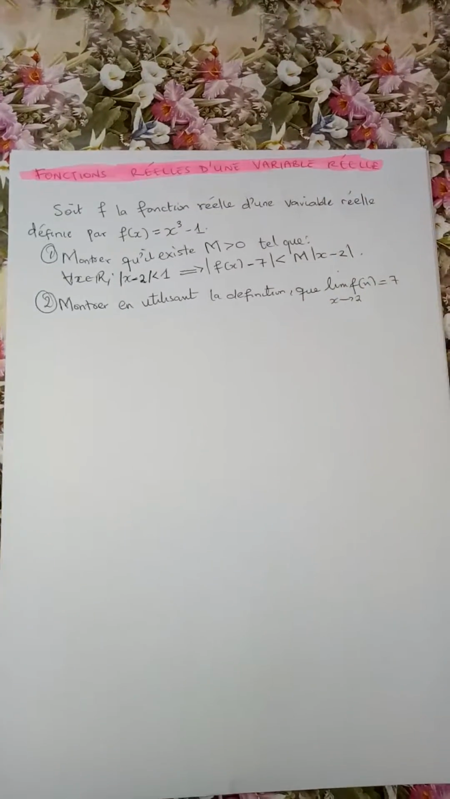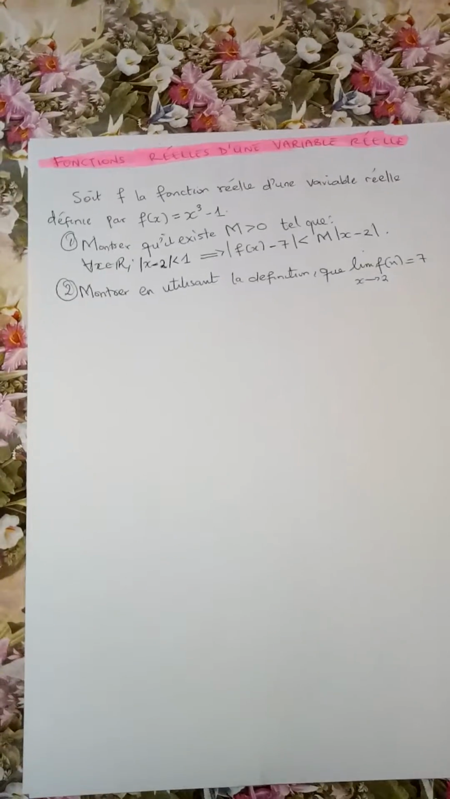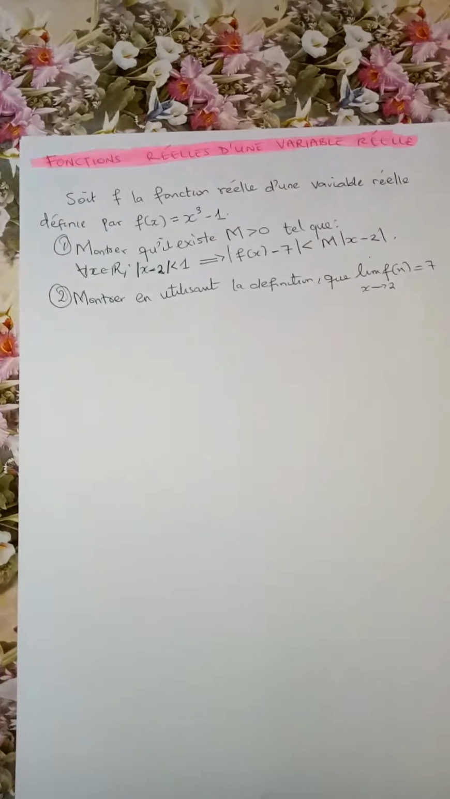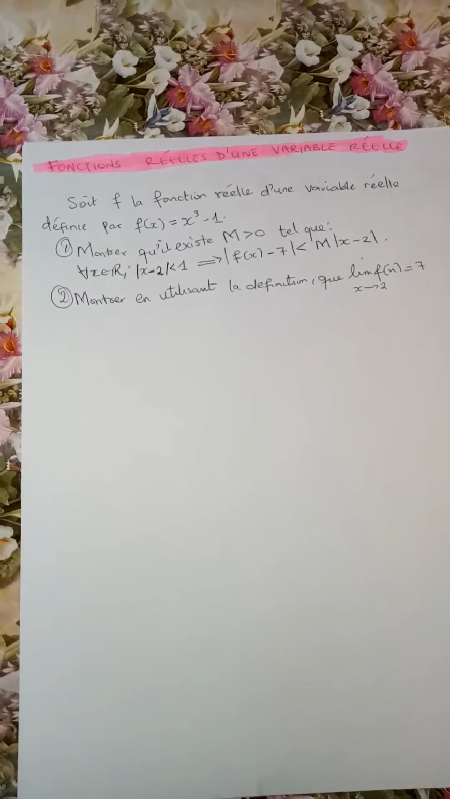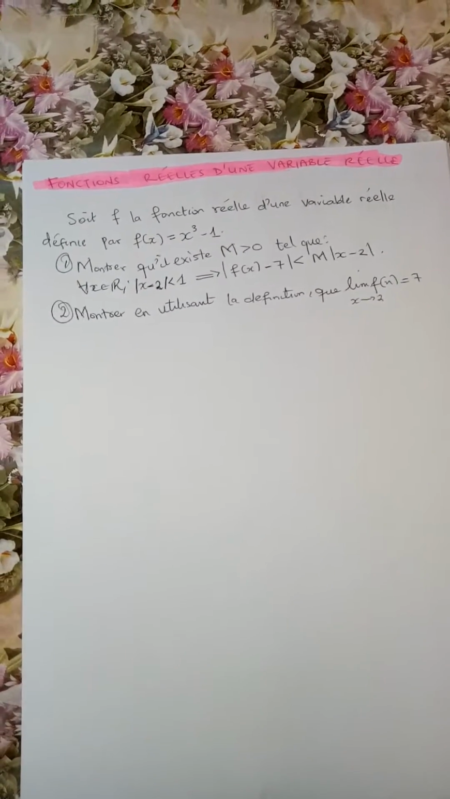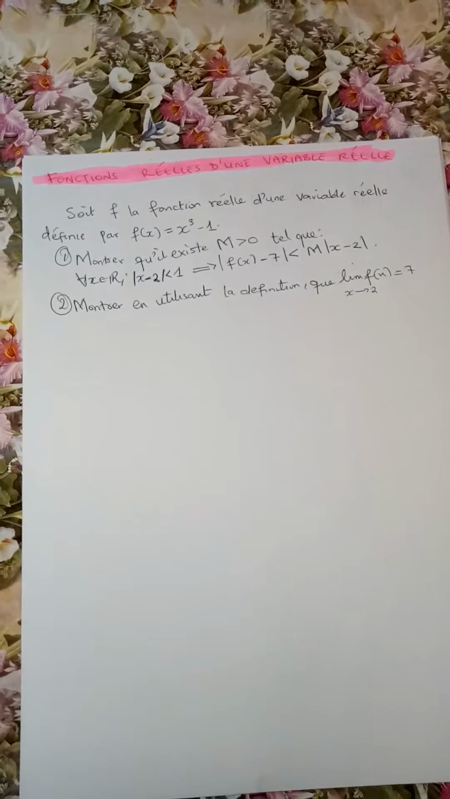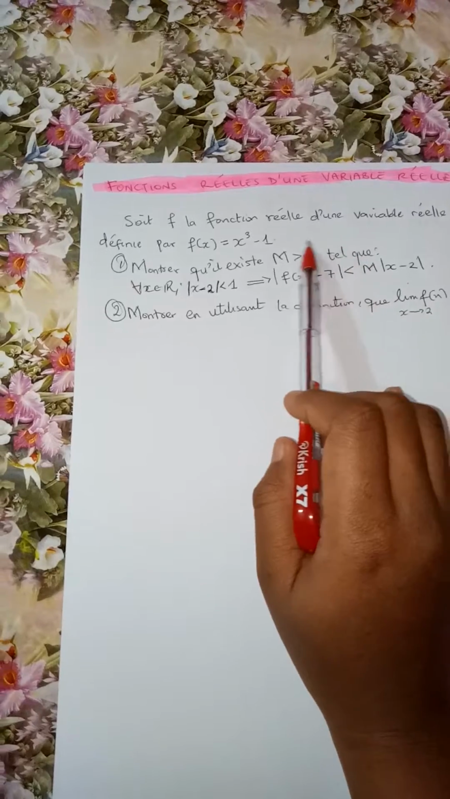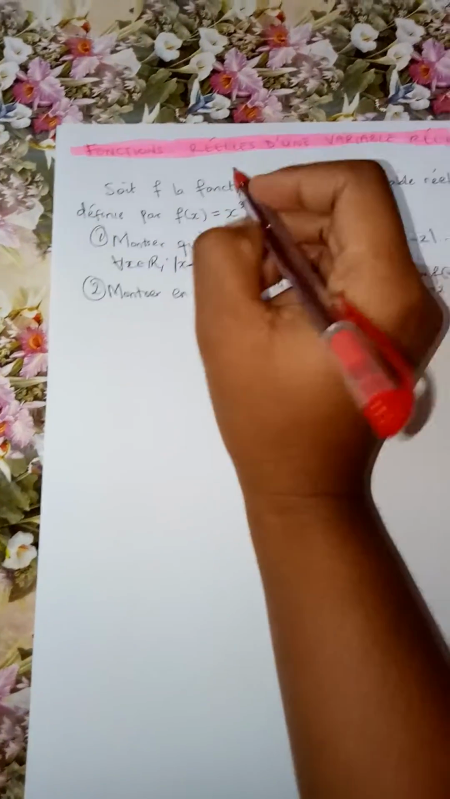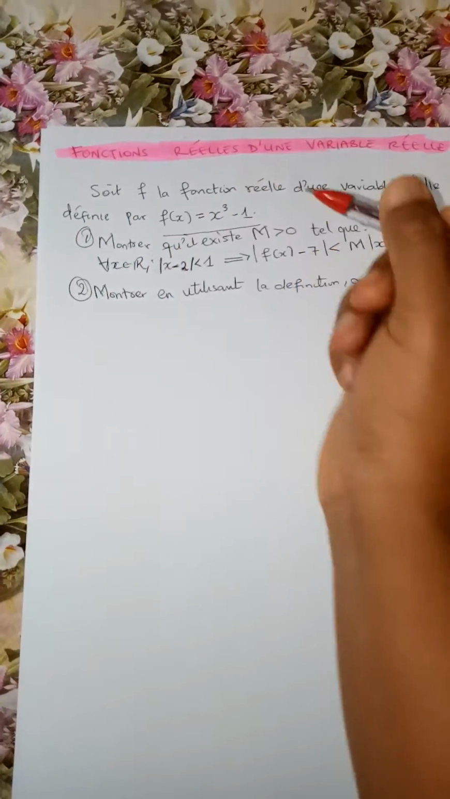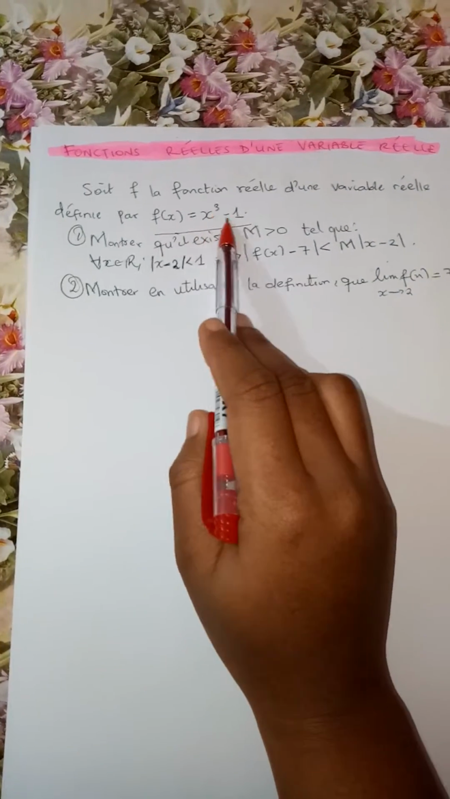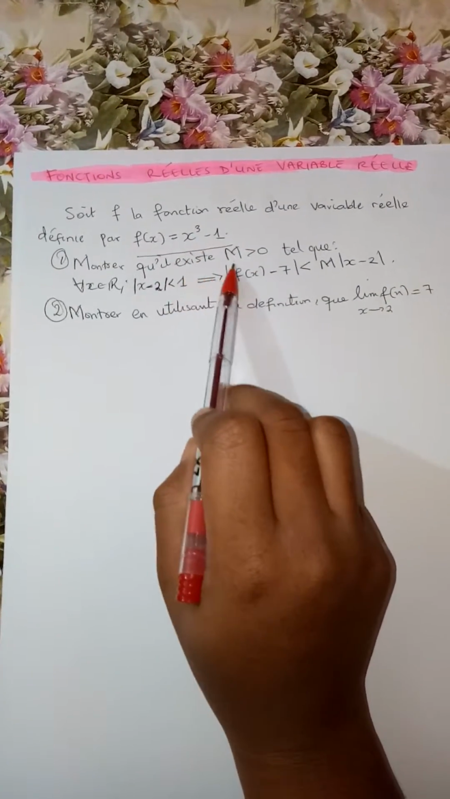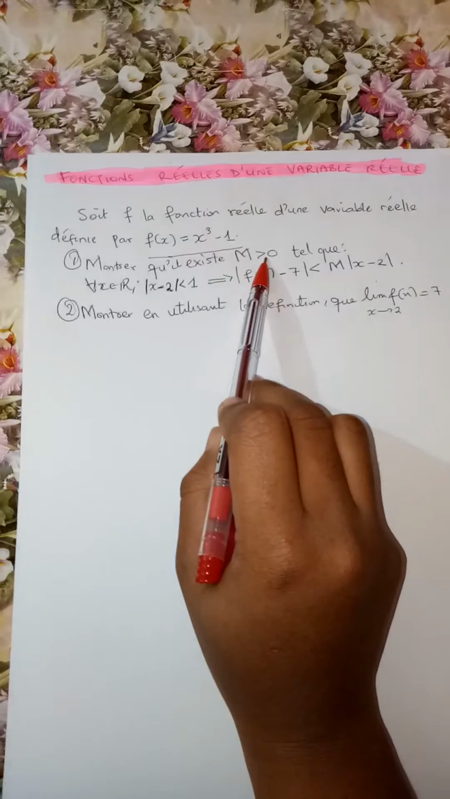Good day, everyone. So today we'll be treating functions, and here we have a question. It says: soit f la fonction réelle d'une variable réelle définie par f de x égale à x au cube moins 1. Right, we have a real function, and it's defined by f of x equal to x raised to the power of 3 minus 1, and we're asked to prove that there exists a big M greater than 0. So what are we looking for?